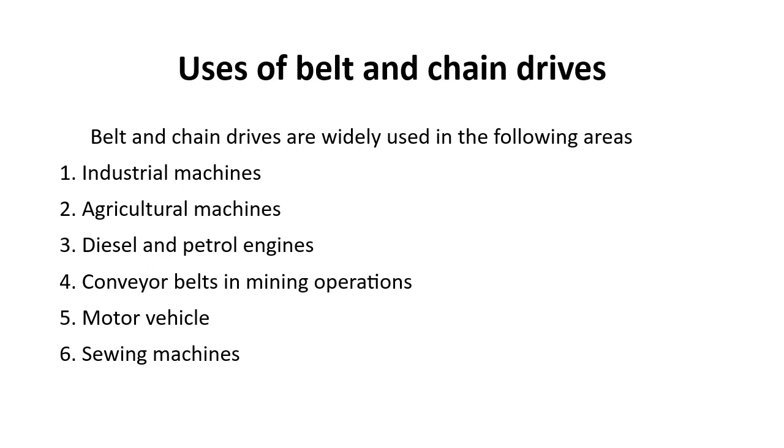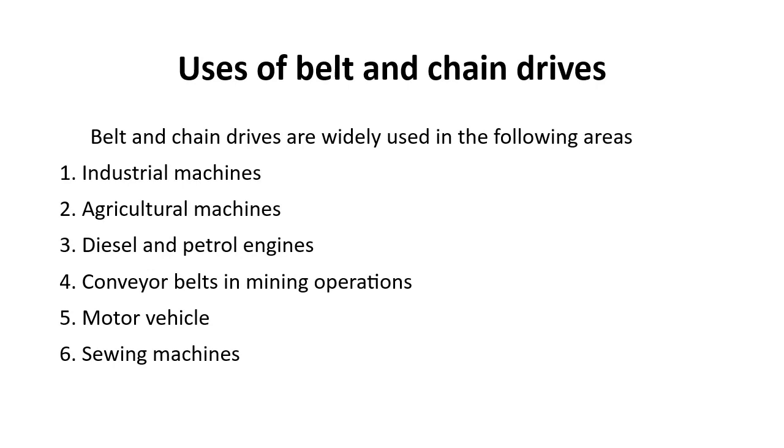We have so many agricultural machines, and we know that these machines are attached with so many other equipment, like the tractors, the harvesters, and most of these machines. They make use of the belt and chain drives in the process of carrying out their work. The next one is the diesel and petrol engines. That is number 3. Yes, the diesel and petrol engines make use of the belt and chain drive.